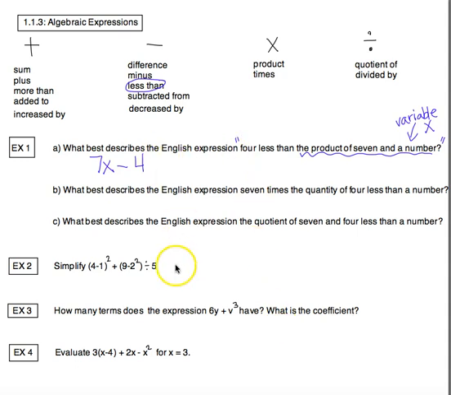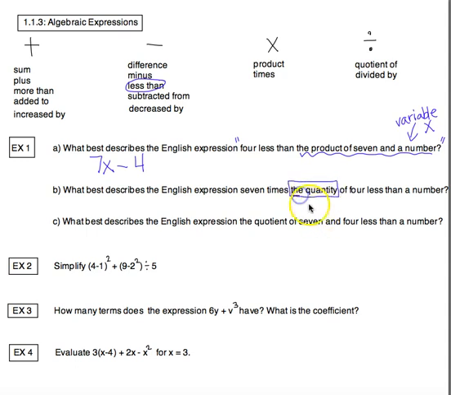Now you'll notice that when I picked these, I tried to purposefully get some things that were similar to each other, to help you distinguish between them, because since they're multiple choice, there's always going to be whatever the most common mistake is that kids would make, that mistake is going to be a choice. So if we look at B, what best describes the English expression 7 times the quantity of 4 less than a number? So this is another key word here.